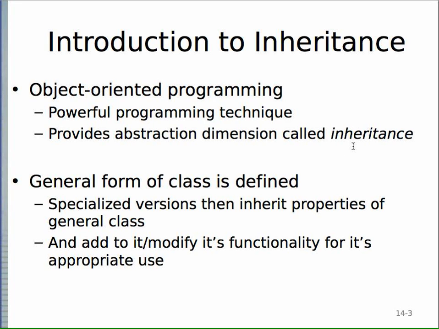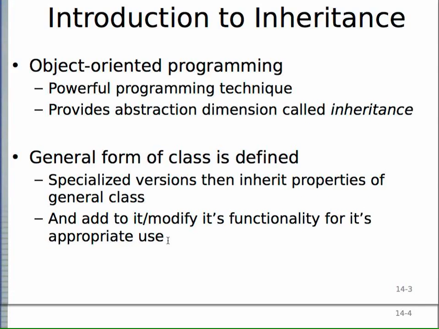You set up a base class that has a lot of the features that are common to a lot of classes, and then you use inheritance to inherit all those things and then add just what you need. So a general form of a class is defined, and then specialized versions inherit all of those things, plus the specialized versions add to it or modify its functionality for appropriate use. The example used in this book is that of an employee class, the base class or the parent class, and then an hourly employee class that inherits from the employee class and adds additional features to that class.